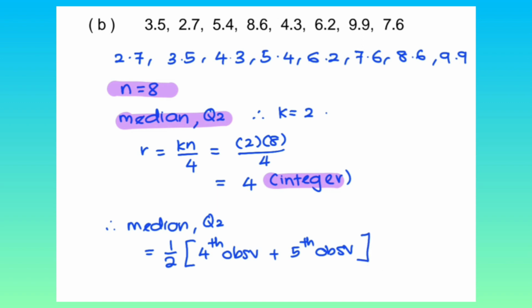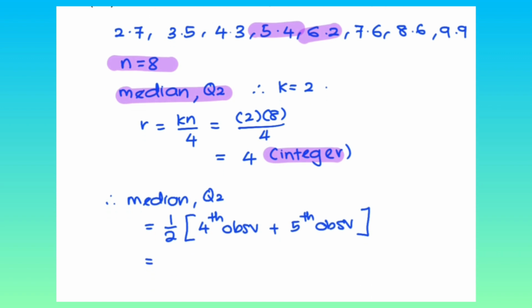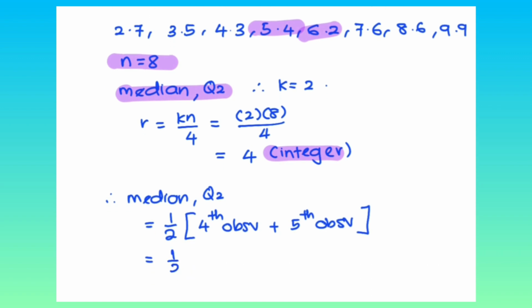Which one is the fourth observation? Counting 1, 2, 3, 4, the fourth observation is 5.4, and the fifth observation is 6.2. So here it will be 1 over 2 times 5.4 plus 6.2, and we have the answer 5.8.